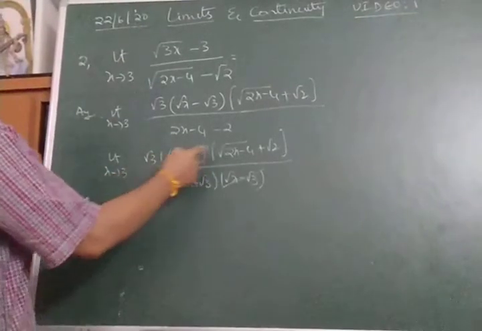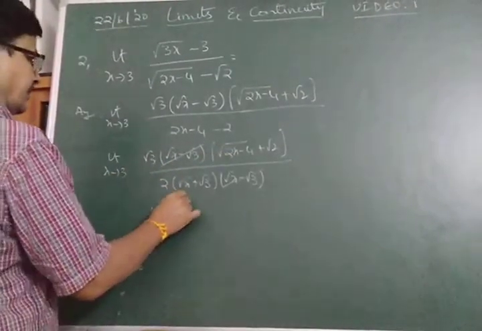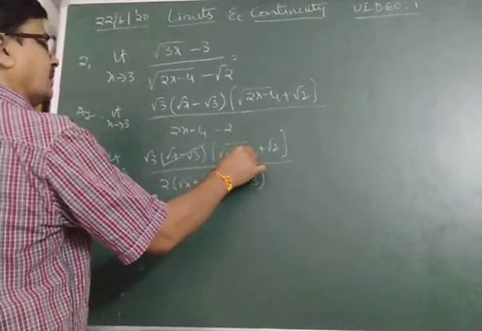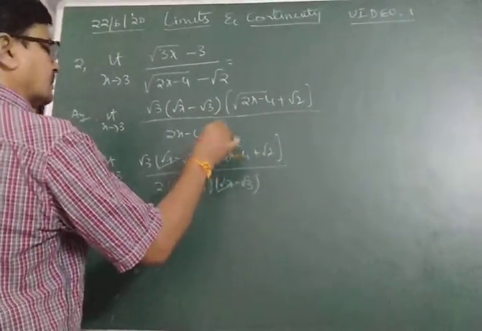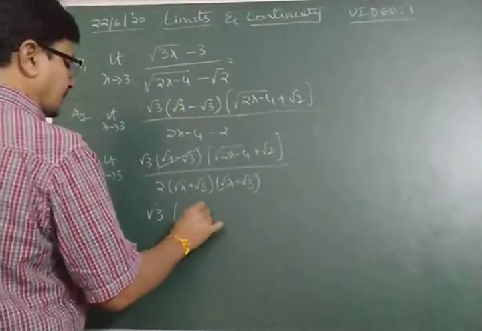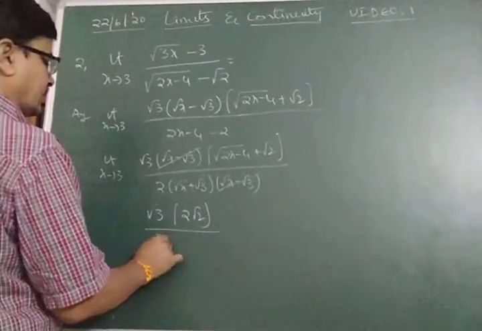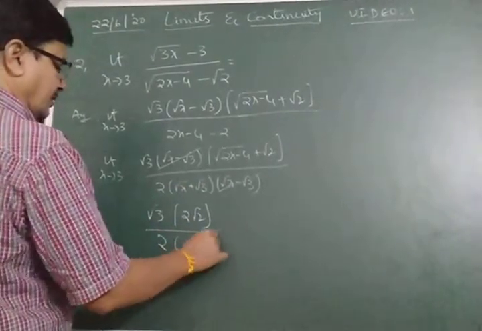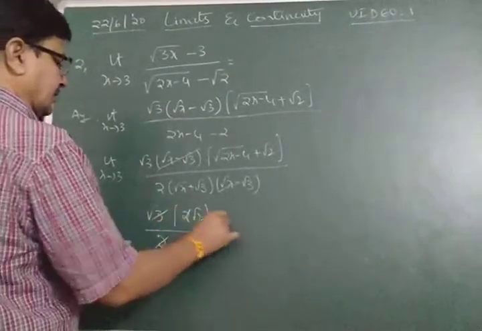Now applying x tends to 3. Root 3 into root of 2 into 3 is 6, 6 minus 4 is 2, root 2 plus root 2 is 2 root 2, by 2 into root 3 plus root 3 means 2 root 3. Root 3 cancels, 2 cancels, so the answer is root 2.